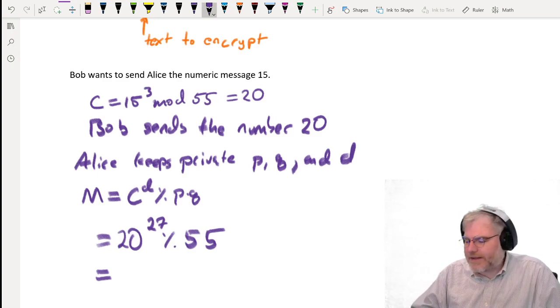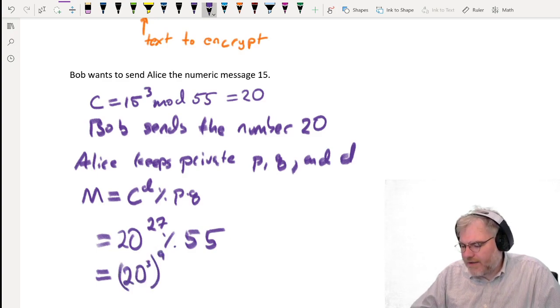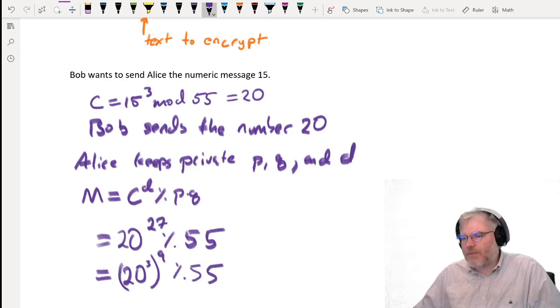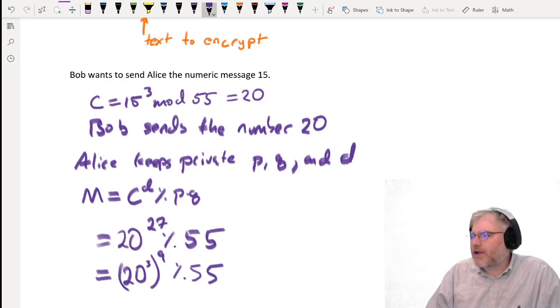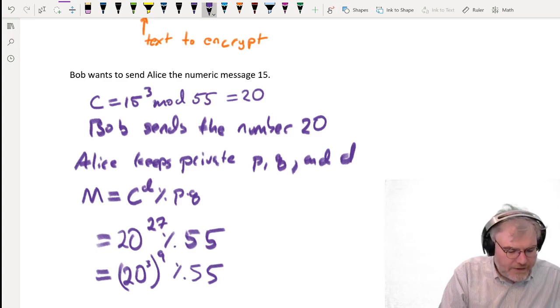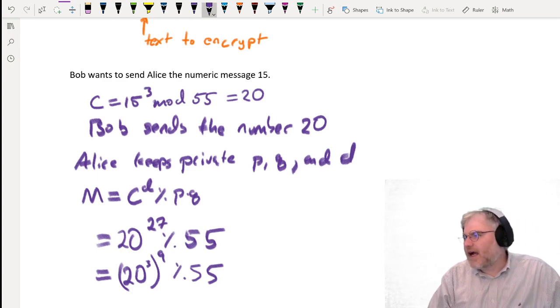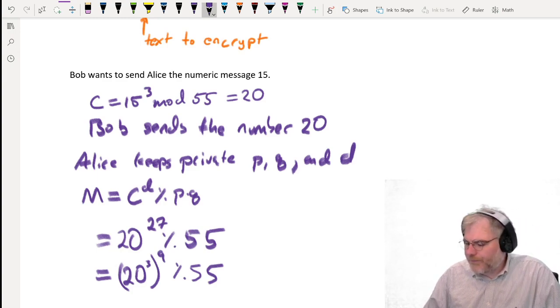So I'm going to calculate this by calculating something reasonable, like 20 cubed to the ninth mod 55. Is everyone on board with that? So let's see, 20 cubed is something the calculator will do, because that's 8,000. That's a nice little number. And then I just do a little mod 55 here, and that's something the computer will do.